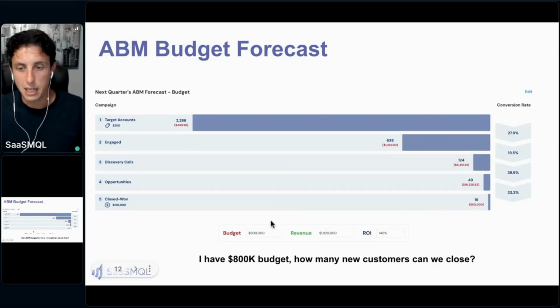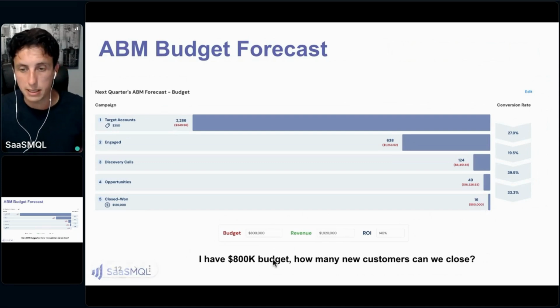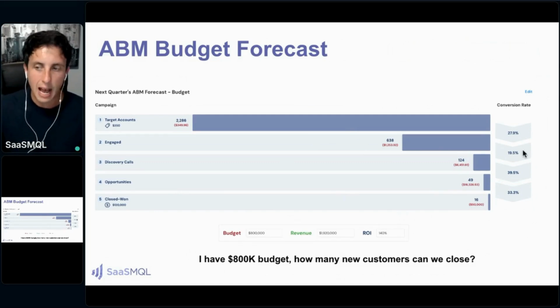So now here I input what results I can get if everything stays the same. How many customers can I close? Okay, 16 with this 800K budget. So hopefully we can do 16 or better. Again, simple math, nothing complex here, but it's good to start seeing what it will take to get 16. Or what if I have a $1 million budget? How many customers can I close realistically?